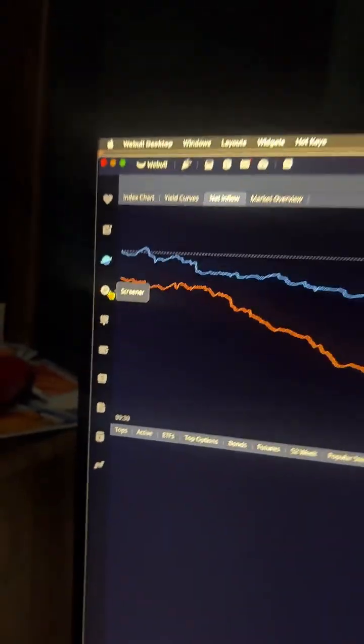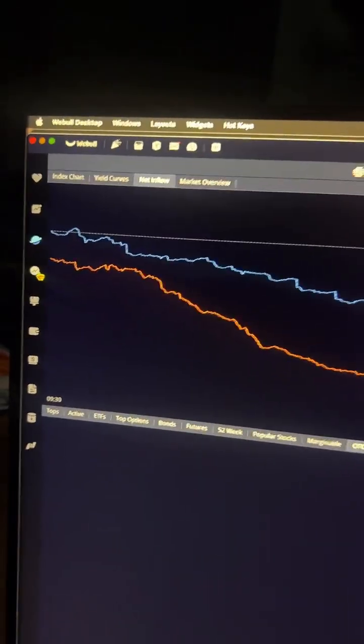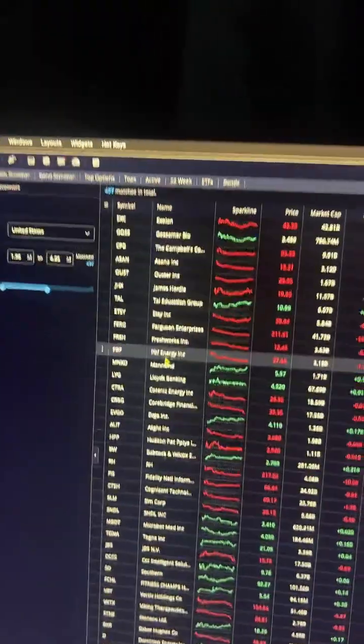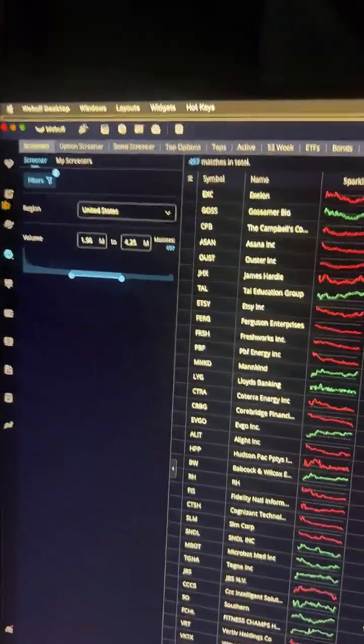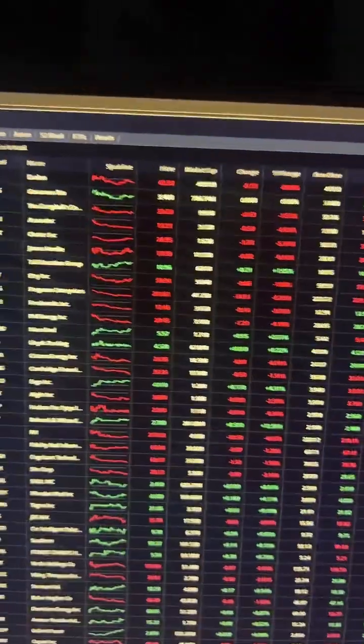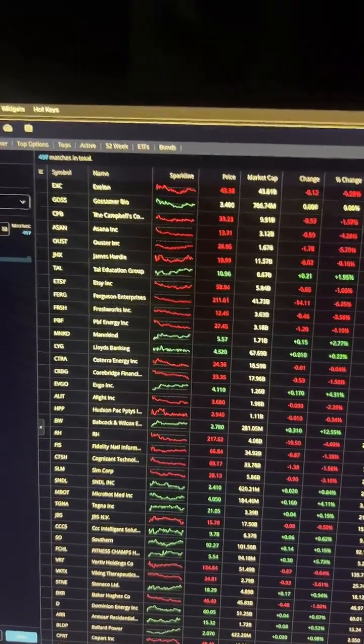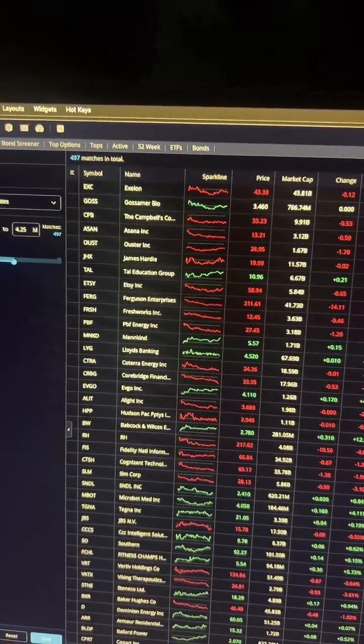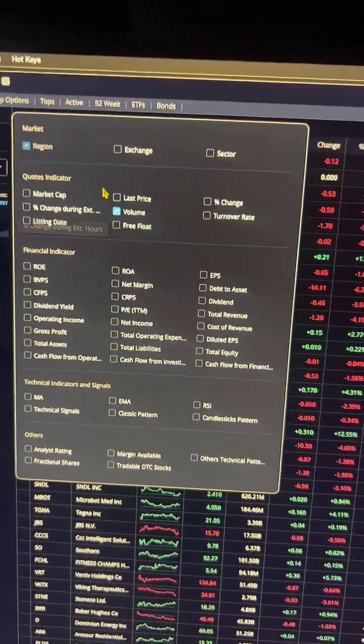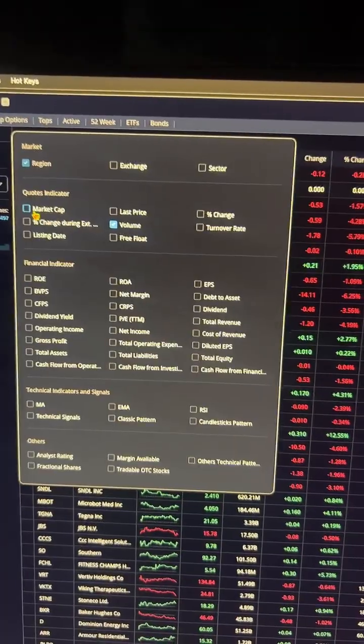Now you come over here, and this is my favorite part of Webull. It's the screener. This screener will allow you to narrow stocks down. There's so many stocks to choose from that you don't know what to invest in. I know a lot of y'all like, hey, what should I invest in next? This is how you find what to invest in. I go to filters, and I can add filters on just about anything.